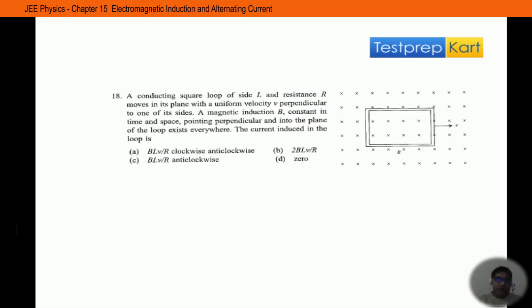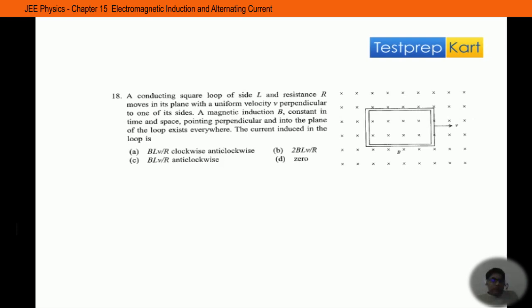Now next question is, a conducting square loop of side L and resistance R moves in its plane with uniform velocity that is perpendicular to magnetic field B. This B is constant in time and space, pointing perpendicular into the plane, and this loop exists everywhere. So what is the current induced in this loop? Now see, this is a very interesting case.